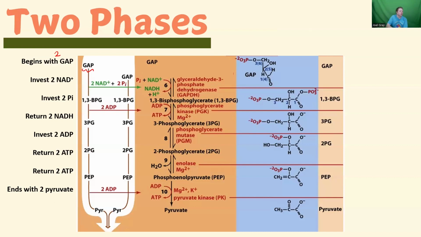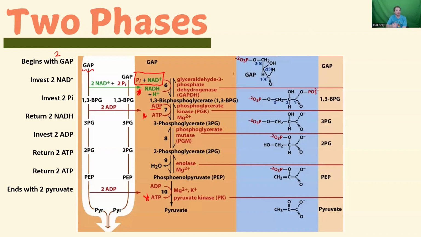But we start out our return phase with 2 glyceraldehyde 3-phosphate molecules. We're going to invest inorganic phosphate and NAD+. We're going to do that twice. We're going to invest some ADP. We're going to then begin recovering or returning. We're going to return our NADH, ATP, and then more ATP.